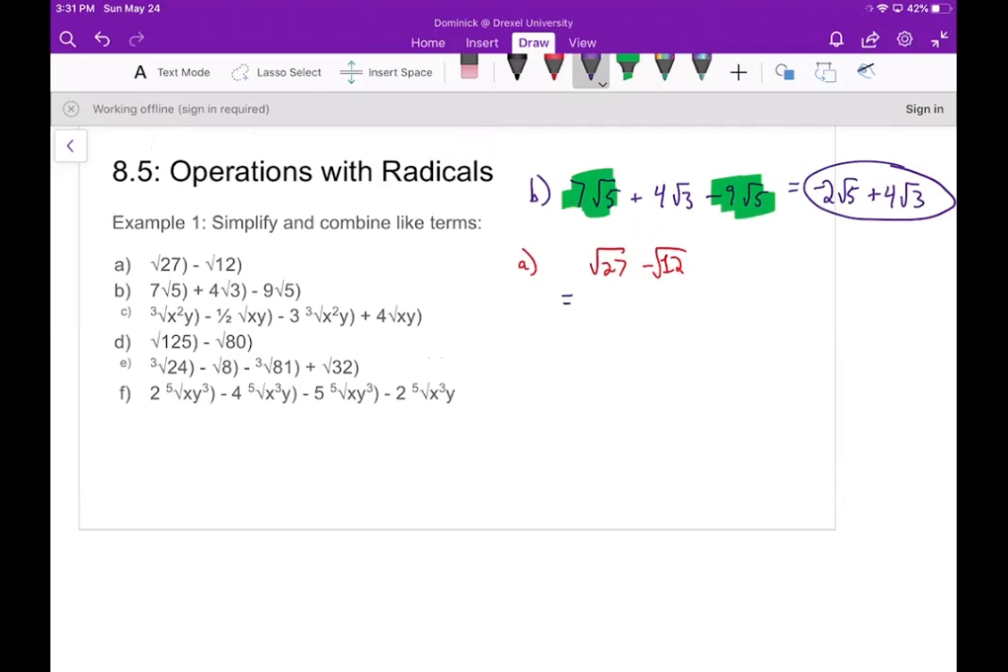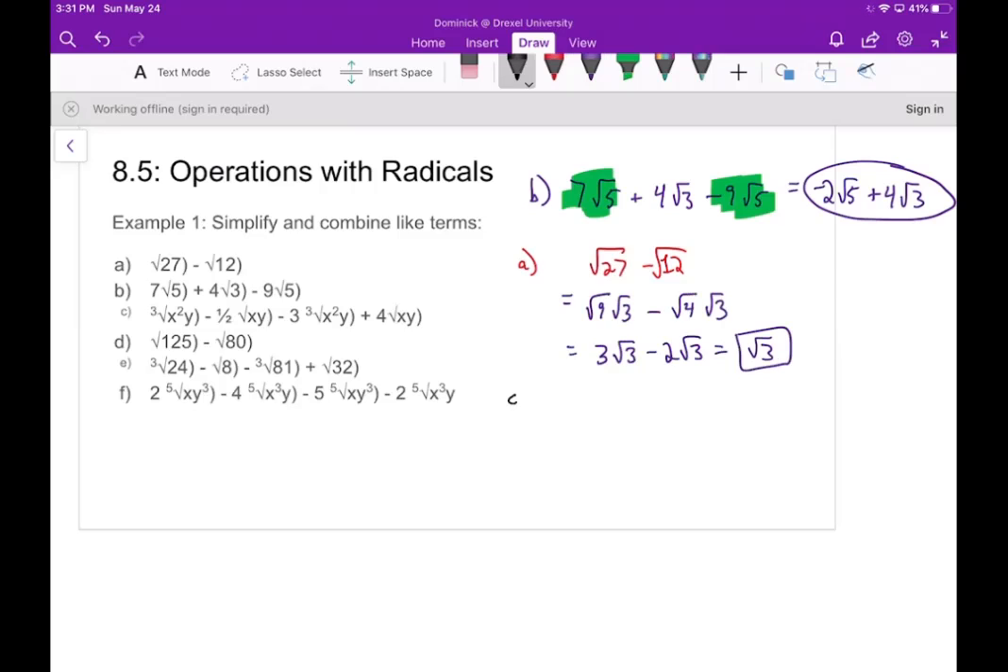Now here we'd have to simplify first. So square root of 27 we could think of as square root of 9 times square root of 3. And square root of 12 we could think of as square root of 4 times square root of 3. Well, this gives us 3 square root of 3 minus 2 square root of 3. So we get square root of 3. Okay, we just did part A.